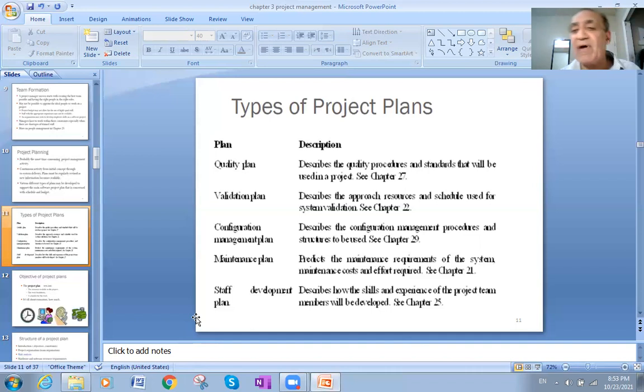Staff plan, the staff or the human resource. Staff in any company is the human resource of this company. Staff plan development describes how the skills and the experience of the project team members will be developed. So it includes recruiting human resource, recruiting skillful people, hiring them, training them, promoting them, putting them on pay, and putting them on the pension plan and the leave plan, including all the roles, doing the job analysis and writing the job description. And all these are included in the rates, the income, the pay. All this is regarding the staff plan.